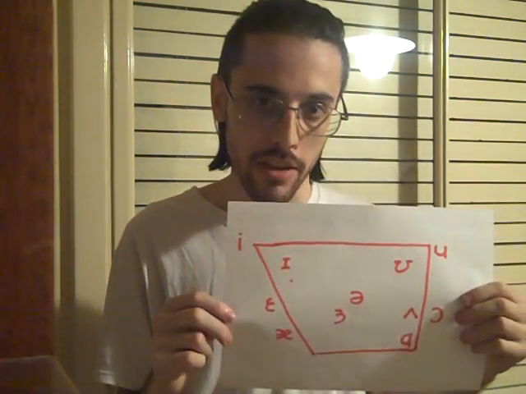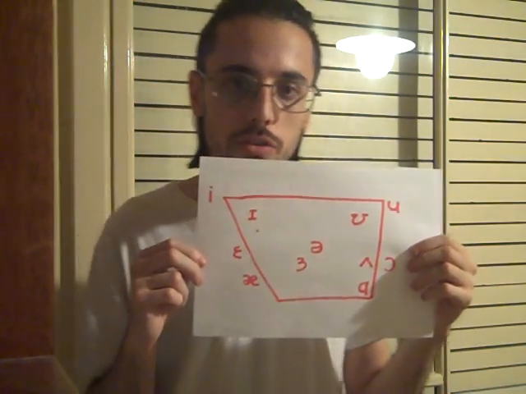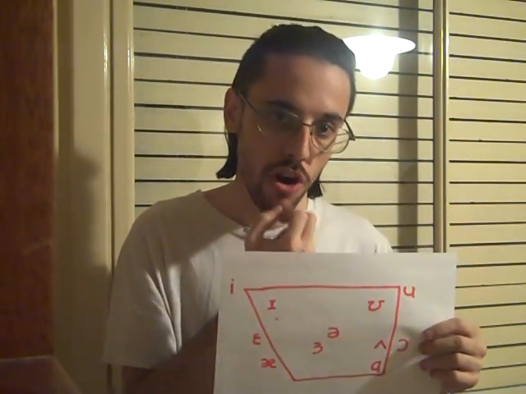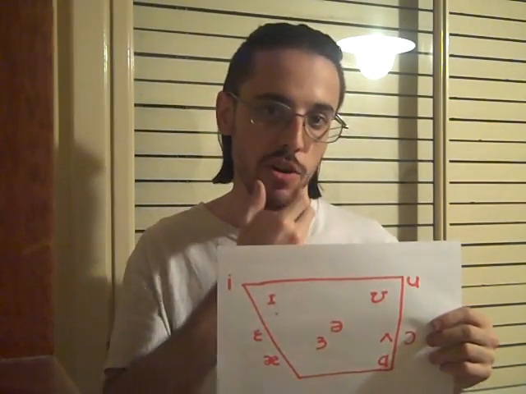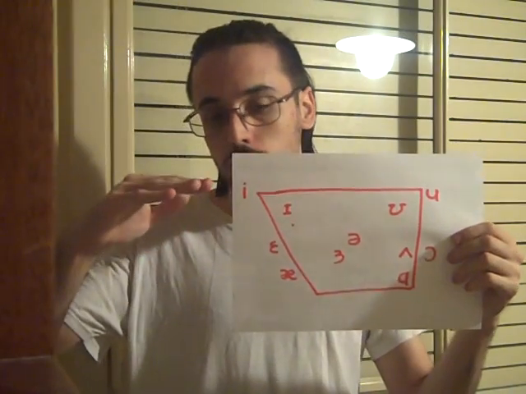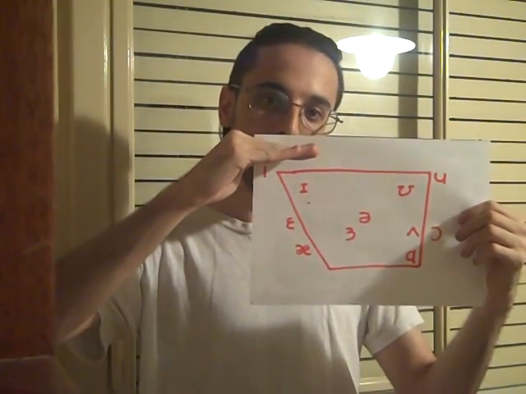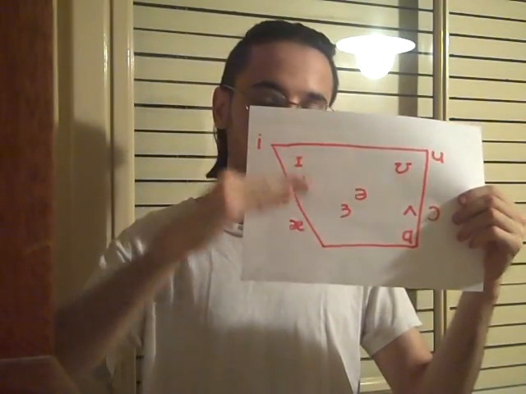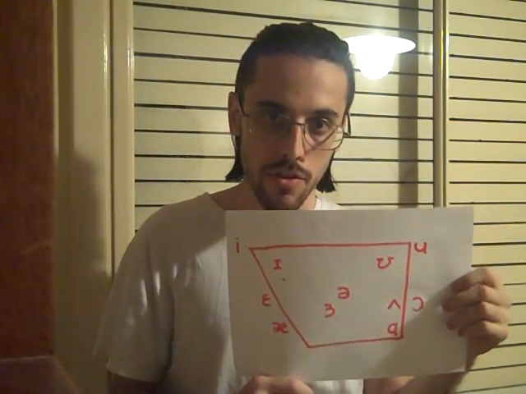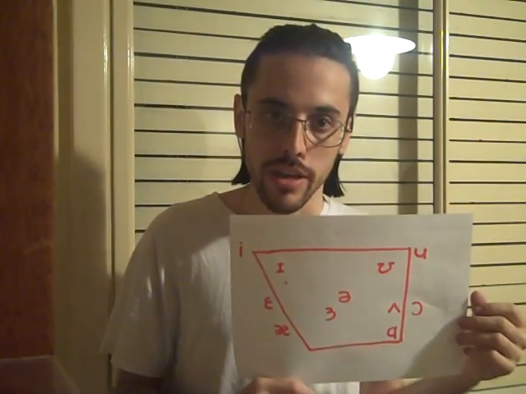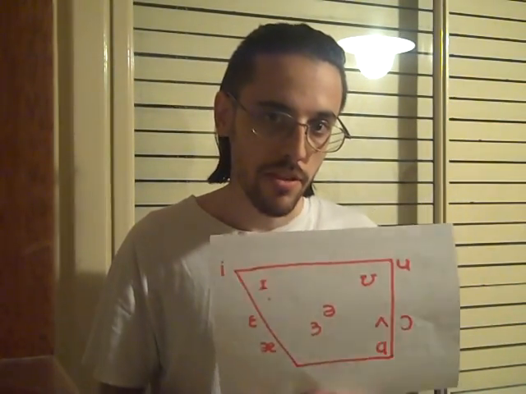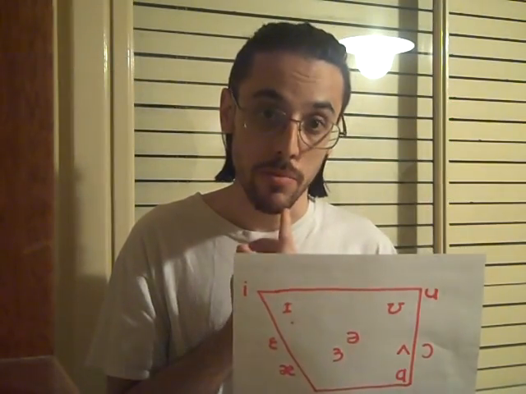Now, another factor is open versus closed. How relaxed is your jaw? How much are you opening your mouth to produce the sound? On any vowel chart, the top represents closed and the bottom represents open. And the third factor is rounding versus non-rounding. And this has to do with how rounded your lips are.